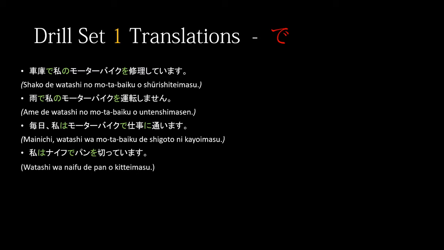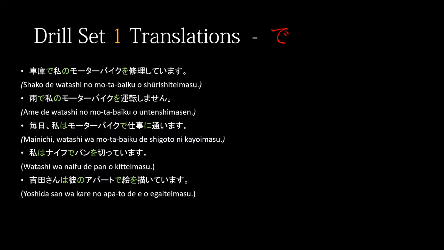Our fourth sentence: Watashi wa naifu de pan wo kitte imasu. Very simple. Once again, we see here the topic, then the instrument, and after that, the object. Nothing complicated here. It's a textbook example of the usage of these three particles.